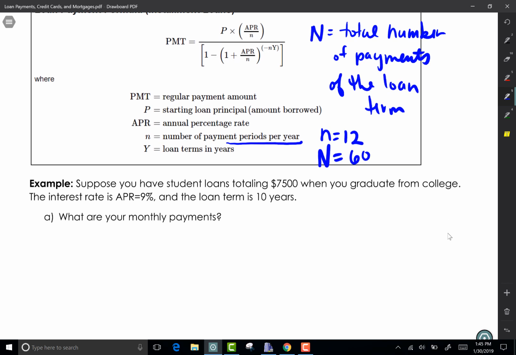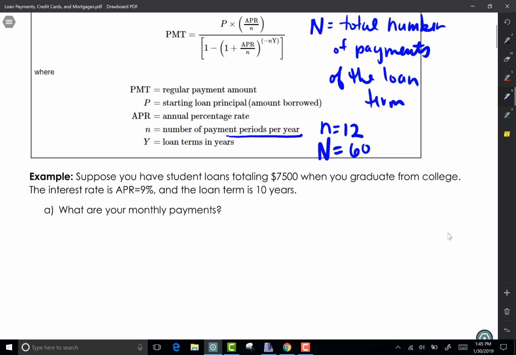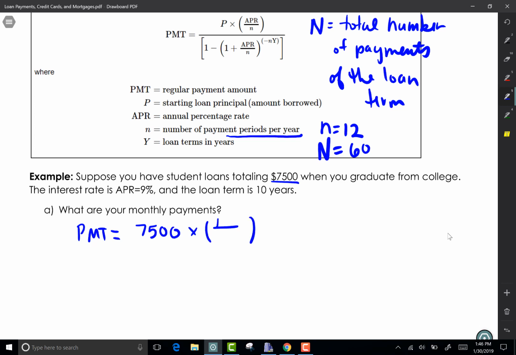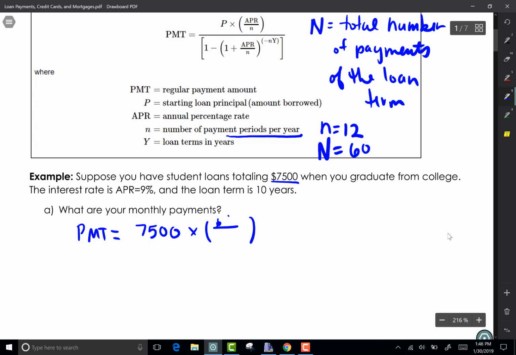Okay, in the first example, it says, suppose you have student loans totaling $7,500 when you graduate from college. The interest rate is 9% and the loan term is 10 years. We want to figure out what our monthly payments are going to be. So, define my payment. I'm going to do the principal, which is what we owe. That's the $7,500. I'm going to multiply it by the APR, which is 9%. And then remember, we want to put it in decimal form, so 0.09.